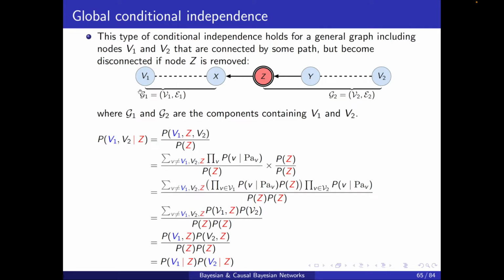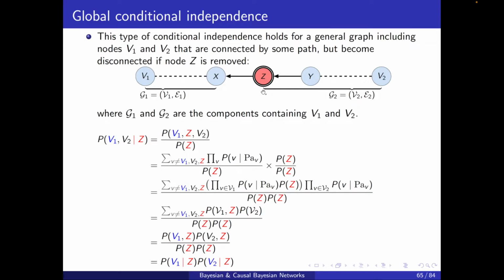Now what about the other part? For this one, I have every node conditioned on its parent included, but for X, I have it conditioned on Z. Now, if I want Z to be here as well, like P of V1 and Z, I need to have P of Z. That's why we did this multiplication. So I will have P of V1 and Z.